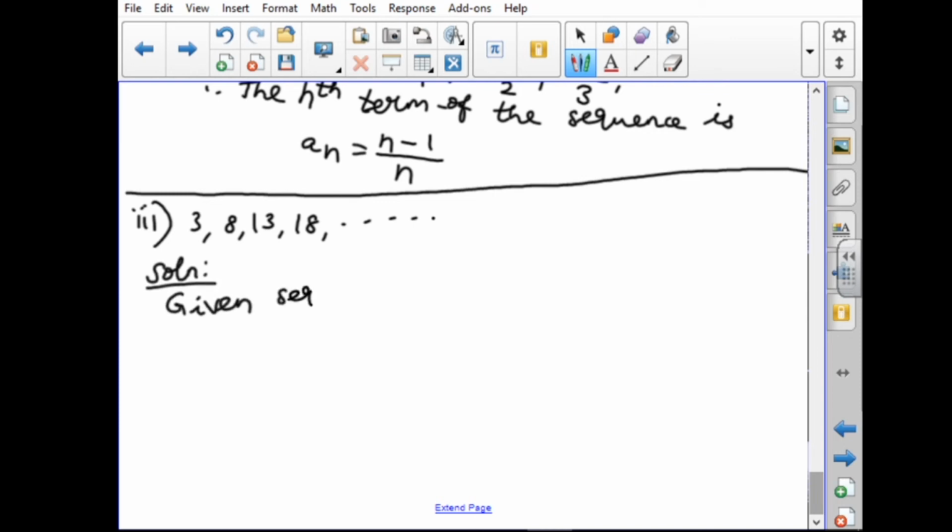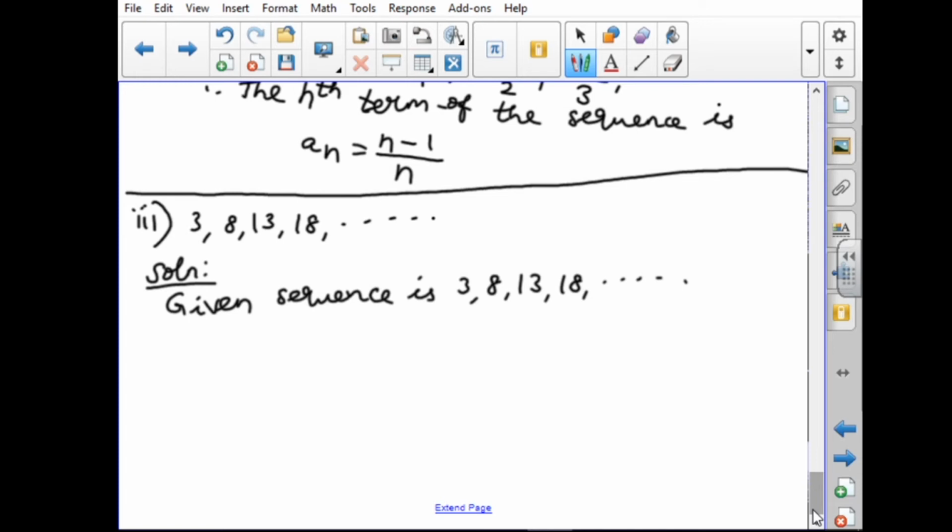The given sequence is 3, 8, 13, 18, and so on. We have to check it here. This number is small, this number is greater, so we can multiply and add. 3 plus 5 is 8. We cannot multiply any number, we are not going to get that 8. So 3 plus 5 is 8, 8 plus 5 is 13, 13 plus 5 is 18.